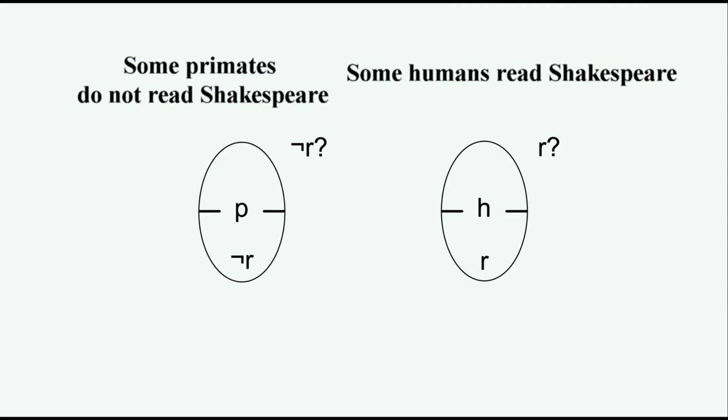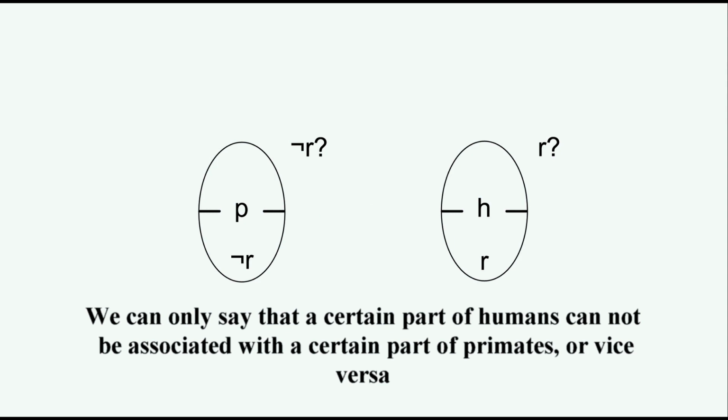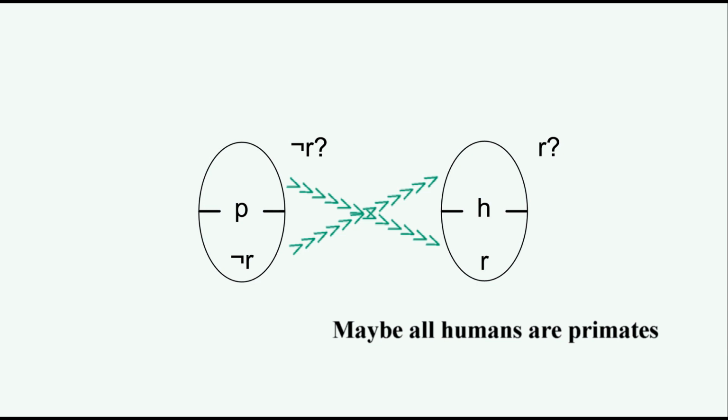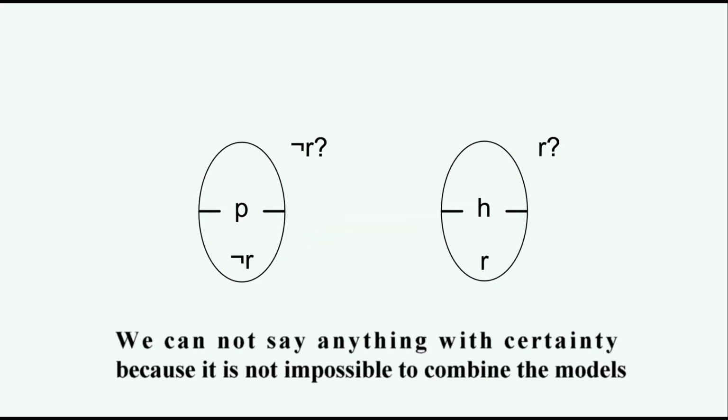Null exclusion. Some primates do not read Shakespeare. Some humans read Shakespeare. We can only say that a certain part of primates cannot be associated with a certain part of humans, or vice versa. Maybe all primates are humans. Maybe all humans are primates. In this case we cannot say anything with certainty because there is no impossible.